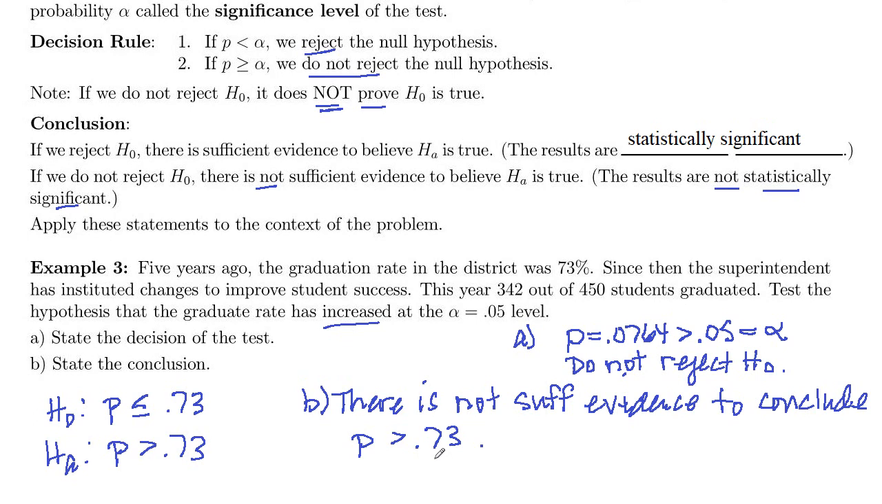And then remember, for the two-tailed test, our p was 0.1528, I believe. So that one would also be do not reject and not sufficient evidence. So both of those, we would not reject the null hypothesis. We'd say that the result was not statistically significant.